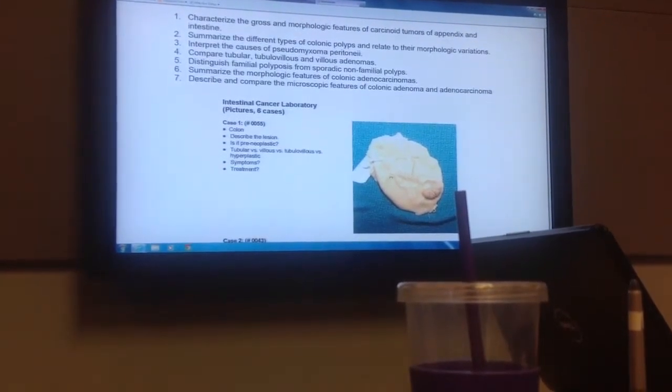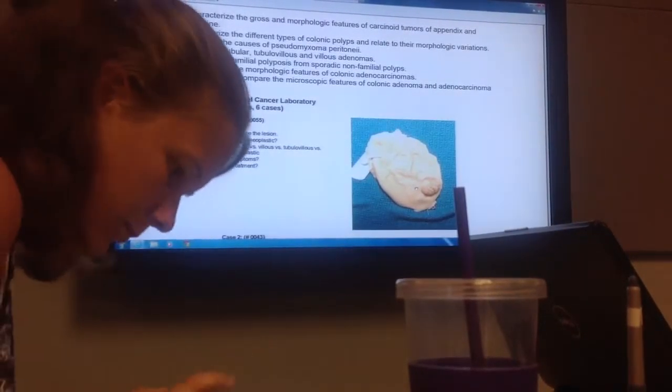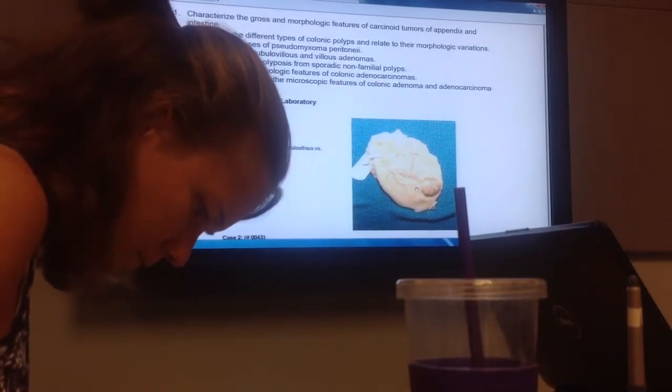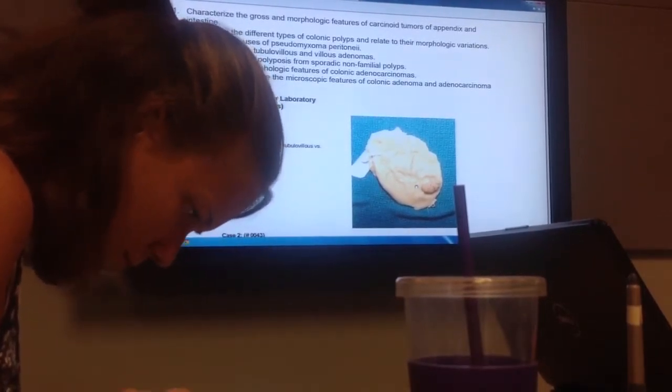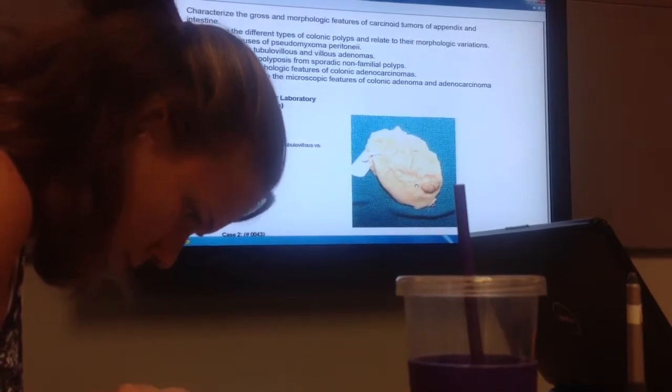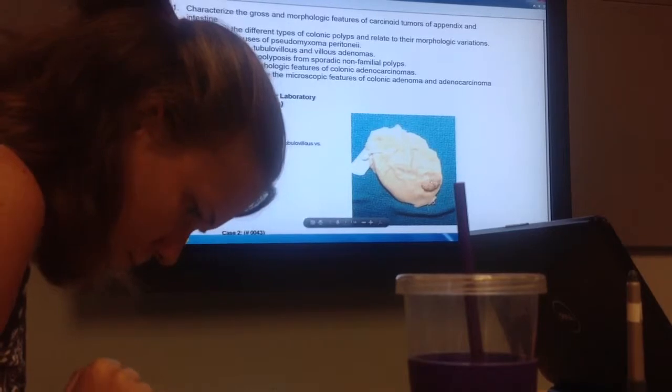Okay. And we cannot tell just based on gross appearance, tubular versus tubulovillous, but we talked about how a villous polyp kind of looks like an owl plant coming right off the desert floor, so kind of just fingers coming up. So this one could be that, but probably not.